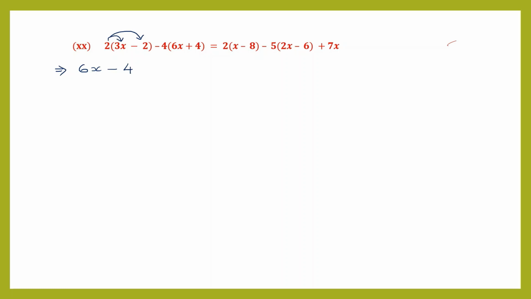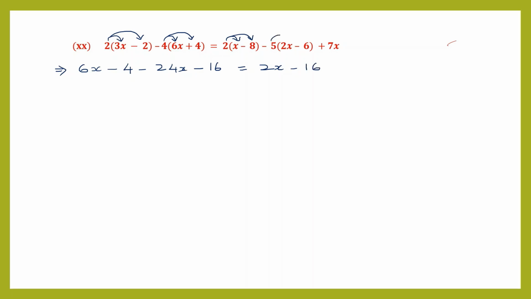Now let's go on to this. Minus 4 into 6x. Minus 4 6s are 24. So that's minus 24x. Then minus 4 into plus 4, the sign is minus, 4 4s are 16. On the right hand side, we have 2 into x, which is 2x. And then we have 2 into minus 8, 2 8s are 16.